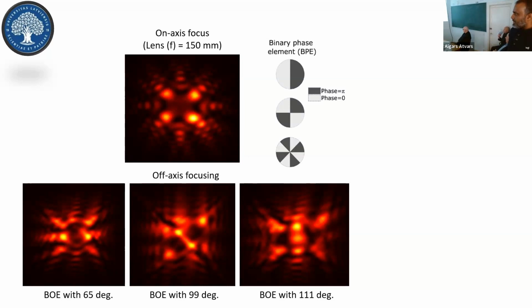Some look like a skeleton, some look like a very different kind of structure. These are the structures I obtained when you rotate the BOE, the binary optical element, by different angles. When the angle of orientation is 65 degrees, 99 degrees and 111 degrees, you obtain 3 different kinds of structures. As of now, we don't know what the applications of these 3 structures are. Maybe in future we will find out. But as of now, we only know the application of these particular structures.